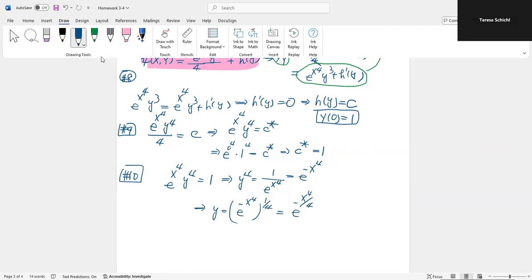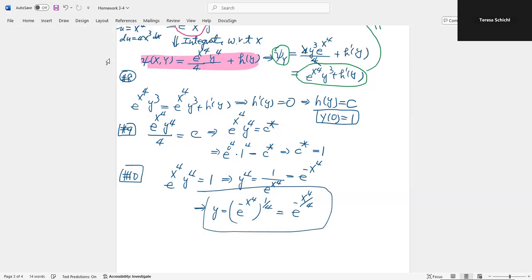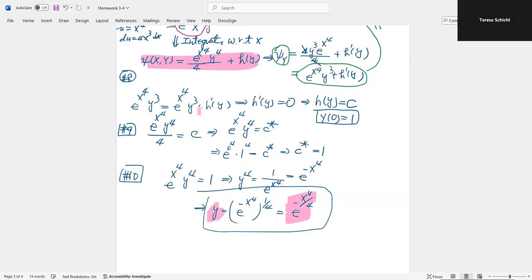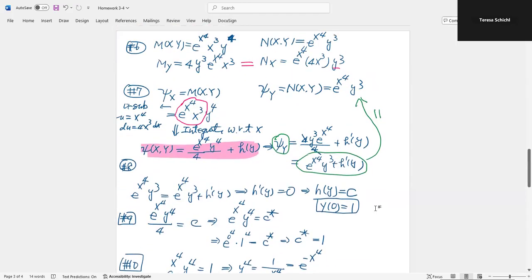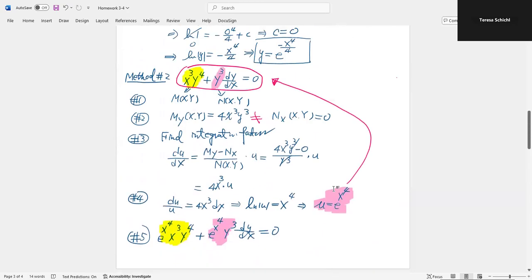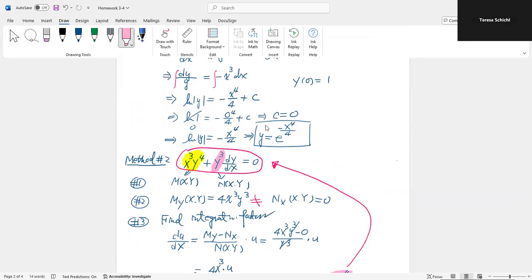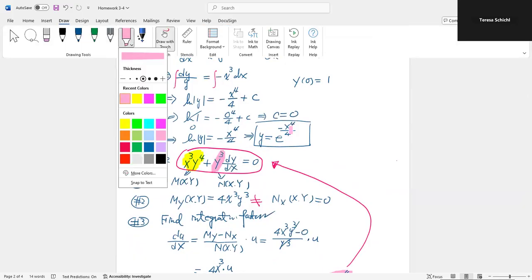Okay, so here, let me see. This will be my final answer. If you compare it to the answer from my first method, hey, they match, right? It's exactly a match.